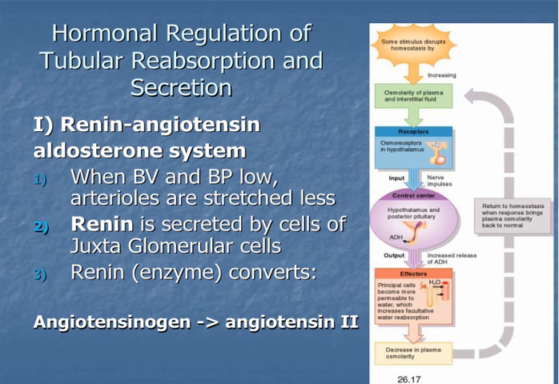Now remember, we said that the renin-angiotensin-aldosterone system was important for regulating the glomerular filtration rate. Well, it's even more important for regulating tubular reabsorption. Remember, this is here to help us to maintain blood pressure when it starts to drop. And so when blood pressure and blood volume are low, arterioles will be stretched less. In response to this low stretching, renin will be secreted by the juxtaglomerular cells. Now remember, renin is an enzyme that will help us to convert angiotensinogen, which is inactive, eventually into angiotensin 1 and then angiotensin 2. Angiotensin 2 is the active form of the hormone, and that's going to cause vasoconstriction.